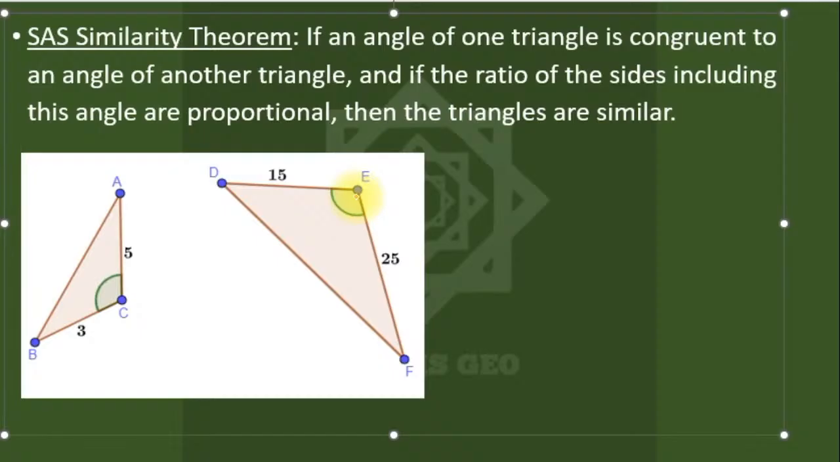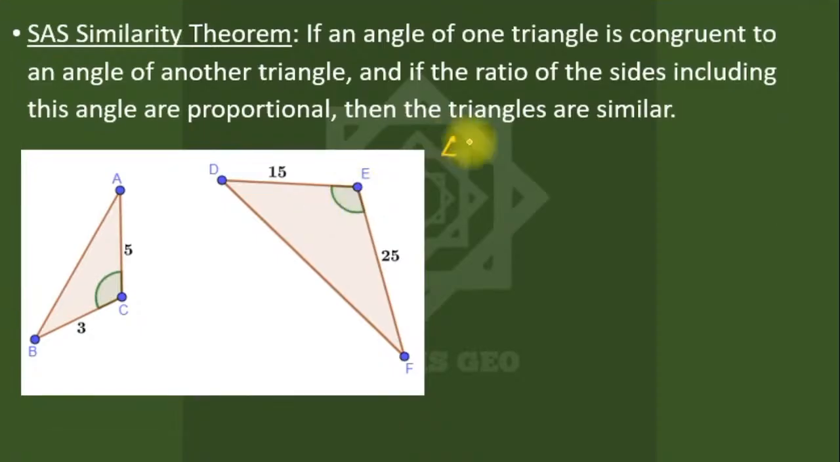So we see that angle C is equal to angle E. That's the common angle. Now we check whether the ratio of the sides including it is the same or proportional. Let's check 5 over 25, and let's check 3 over 15. Do you see it's correct? This is 1 over 5 and this is also 1 over 5.